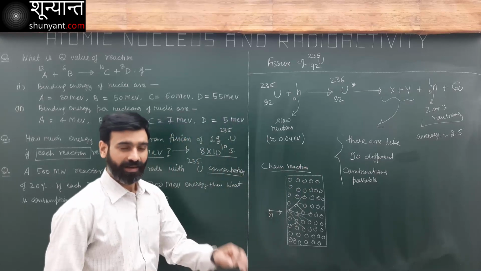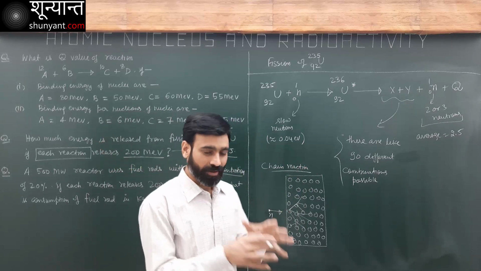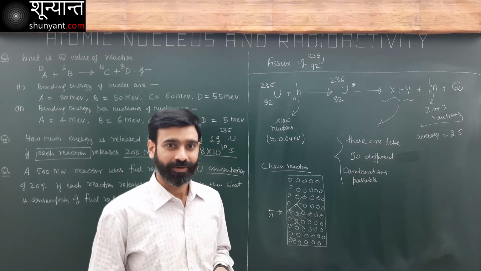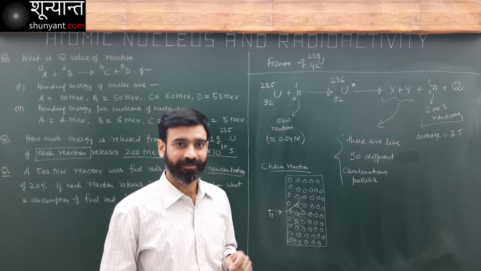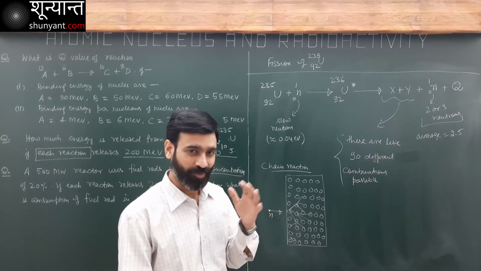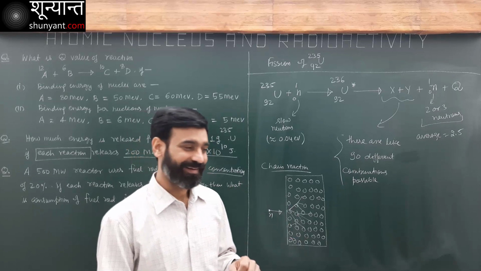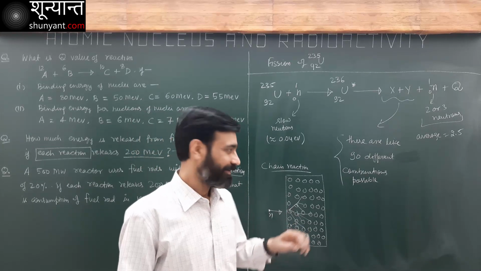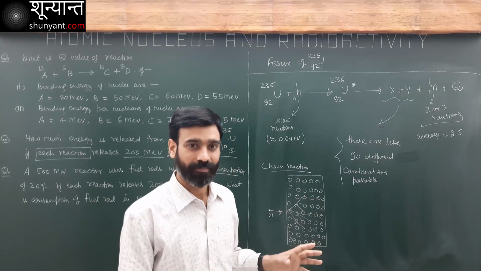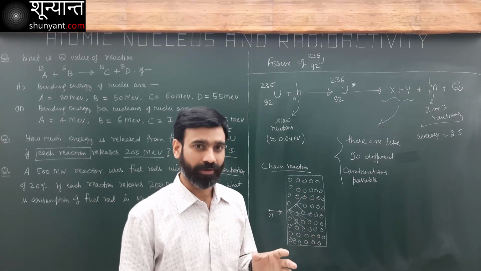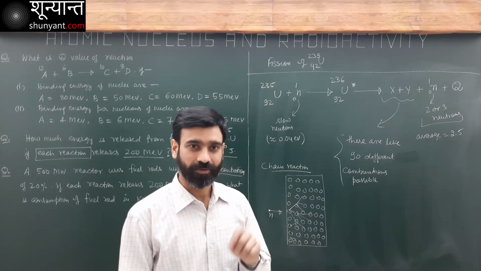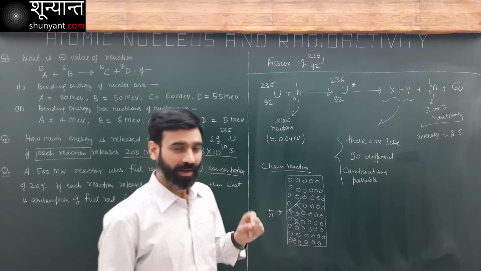And if this reaction is not controlled, then you know what is going to happen. What is going to happen is known as an atomic bomb. An atomic bomb will happen. The reaction becomes uncontrolled. It cannot be controlled, but there are ways to control it.